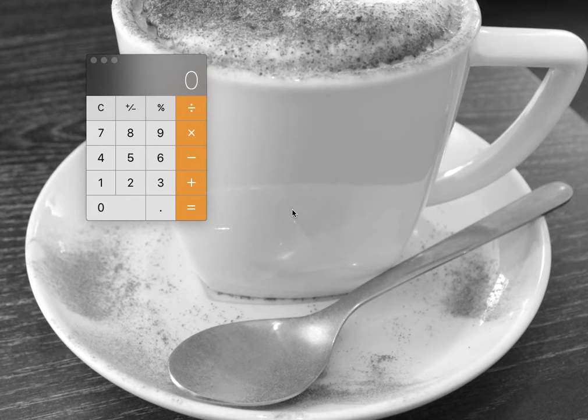This is the calculator app in Apple's latest publicly released desktop operating system, macOS X El Capitan, and I'm going to show you that it can't do some pretty basic maths. Let's do some negative numbers.